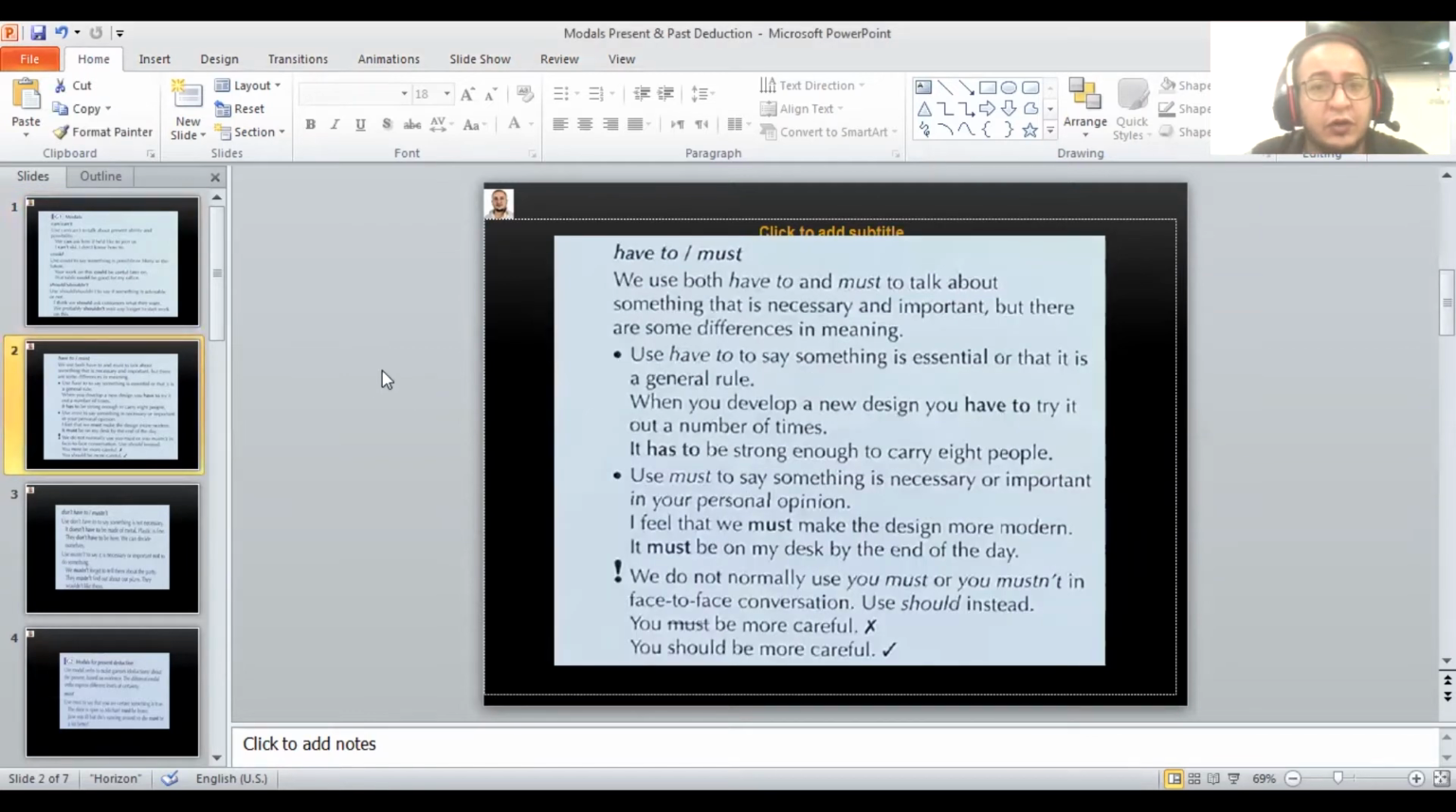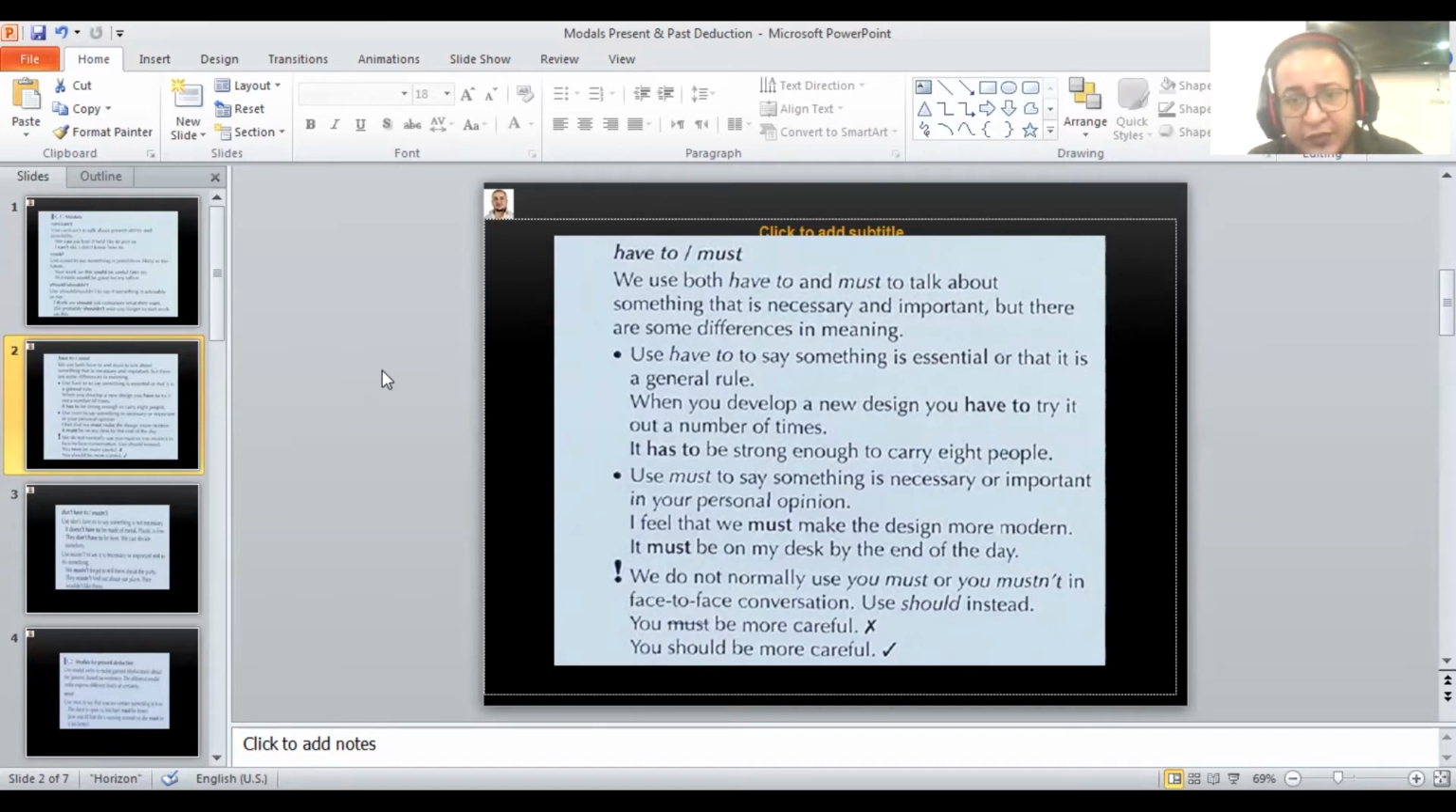Have to or must. We use both have to and must to talk about something that is necessary and important, but there are some differences in meaning. Use have to say something is essential or that it's a general rule. When you develop a new design, you have to try it out a number of times. It has to be strong enough to carry 8 people.